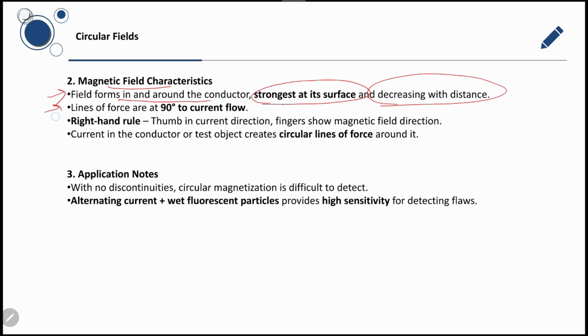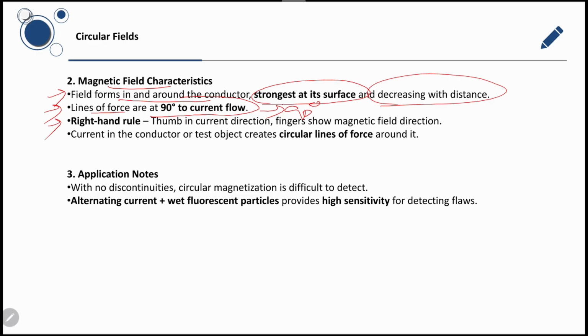The next one is lines of force at 90 degrees to current flow. The magnetic lines of force always form at 90 degrees to the current flow. This creates circular lines around the conductor.